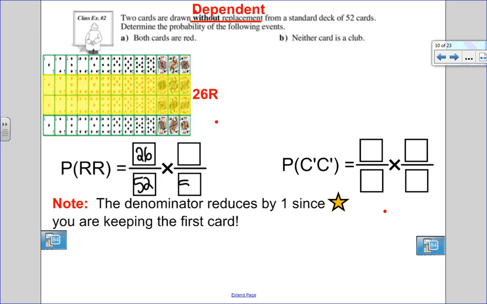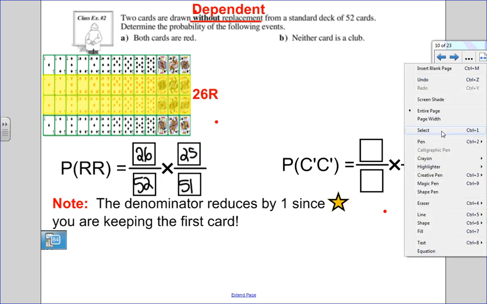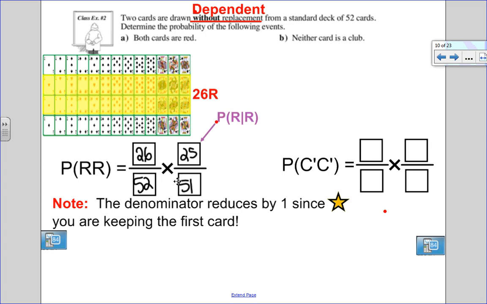So since I keep the first card, there are not 52 cards in the deck anymore. There are 51. And then I want to know the chance of the next one being red. And there are 25 cards in the deck at that point that are red. So in terms of the notation, the second one here is the probability of a red given that a red happened. In other words, the probability of picking a red given that I just picked a red. So multiplying those two together in lowest terms, I get 25 out of 102.